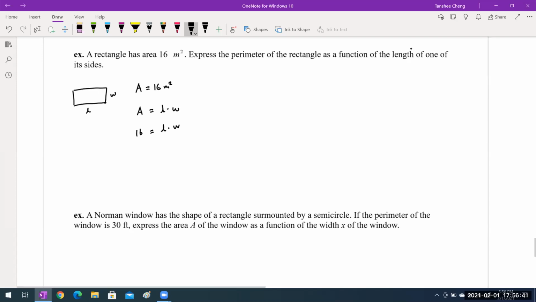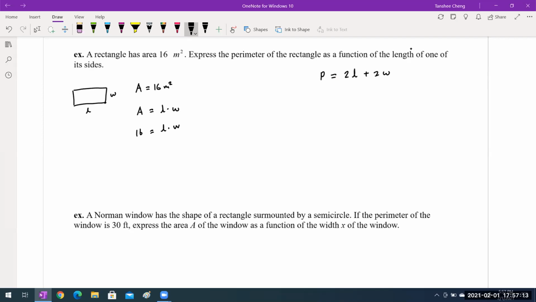Then on the second column, we're going to start our objective function. Our objective is to write the perimeter of this rectangle as a function of only one of its sides. It doesn't specifically say which side you need to use. So to start, you don't need to write down the function right away. You can start from scratch like this. We know the perimeter of a rectangle is 2 times the length plus 2 times the width.